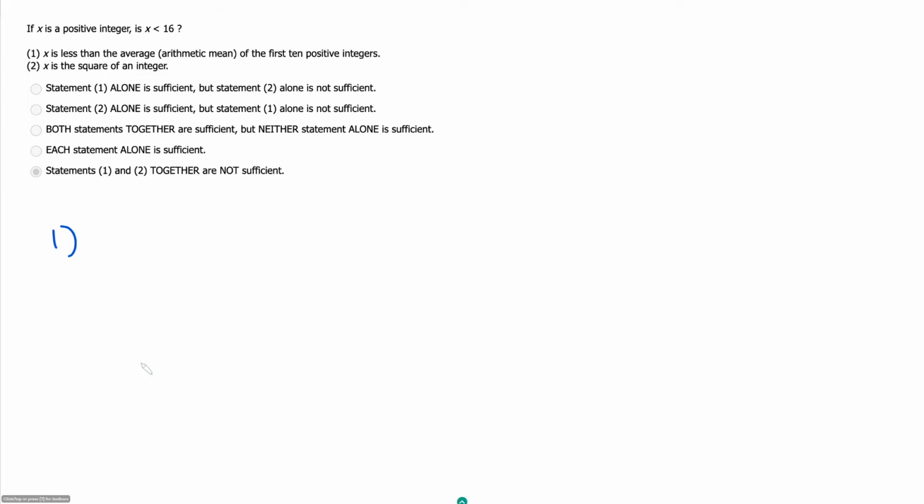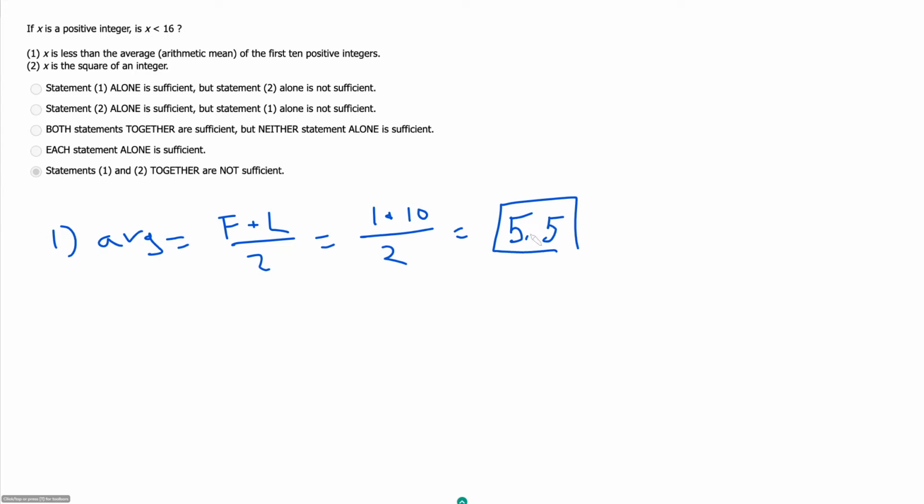Statement 1 says x is less than the average of the first 10 positive integers. So how do we find the average of our first 10 positive integers? I guess one thing you can do is add them all up and then divide by 10. Or if you know your properties of consecutive sets, which our first 10 positive integers are, you know that the average for a consecutive set is just your first number plus your last number divided by 2. So in that case, that will be 1 plus 10 over 2, which is just 11 over 2, which should be 5.5. So this is telling us x is less than 5.5.